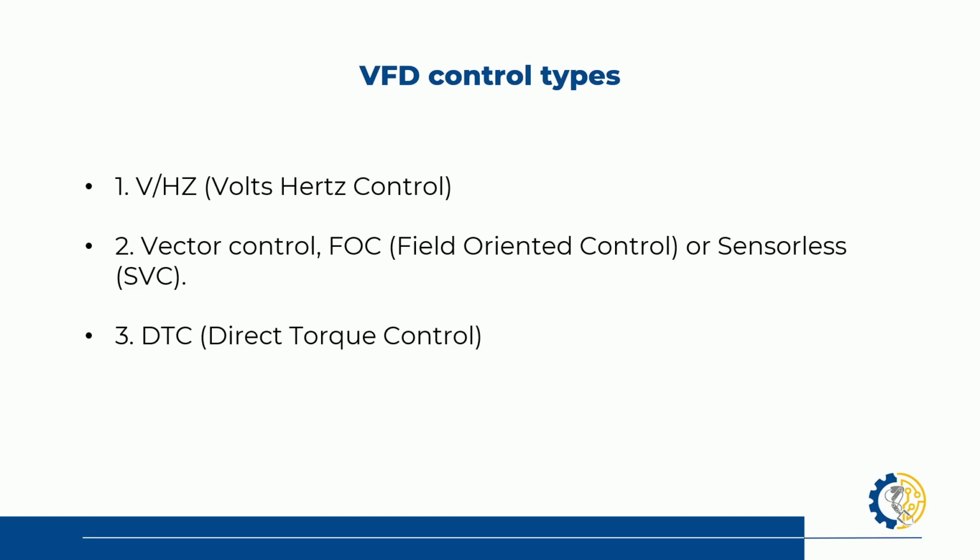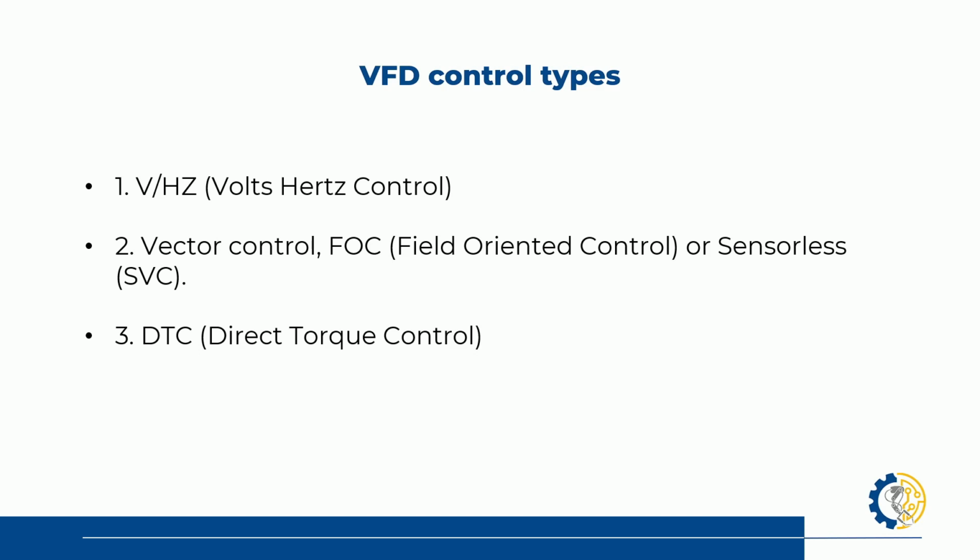There are three types. The first type is volts hertz. So volts hertz controls. Our second control is vector control, or the FOC, which is field-oriented control, or sensorless vector control, more commonly known as sensorless. And a different type of control is the direct torque control, the DTC. Now, what are each of these for?